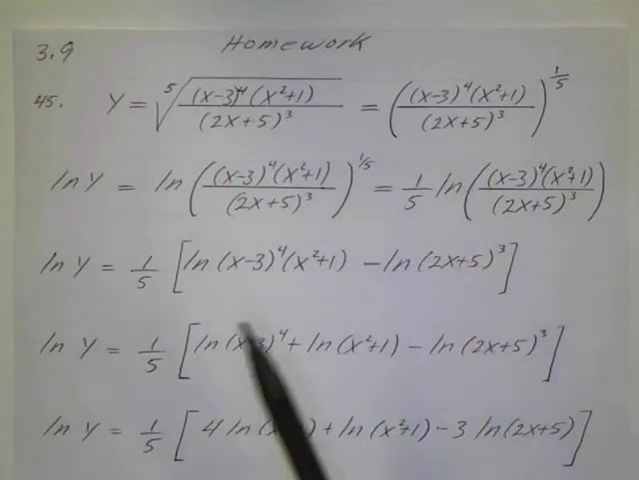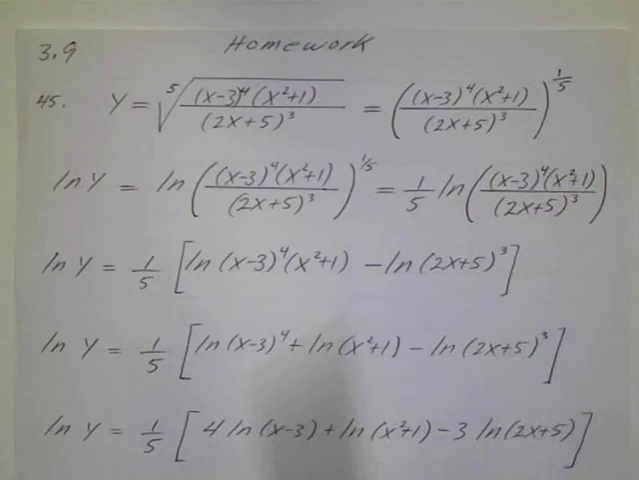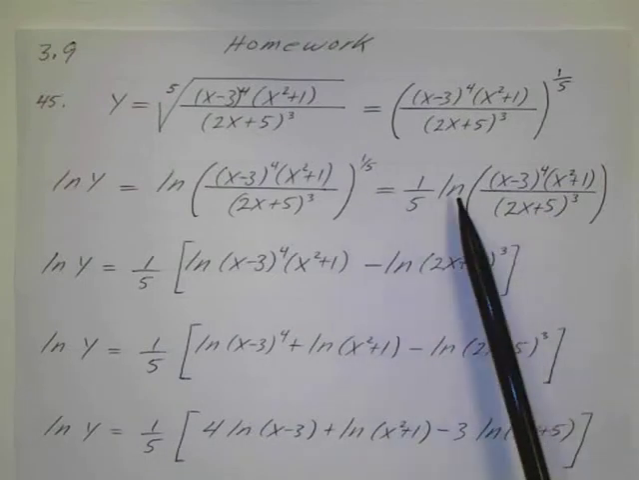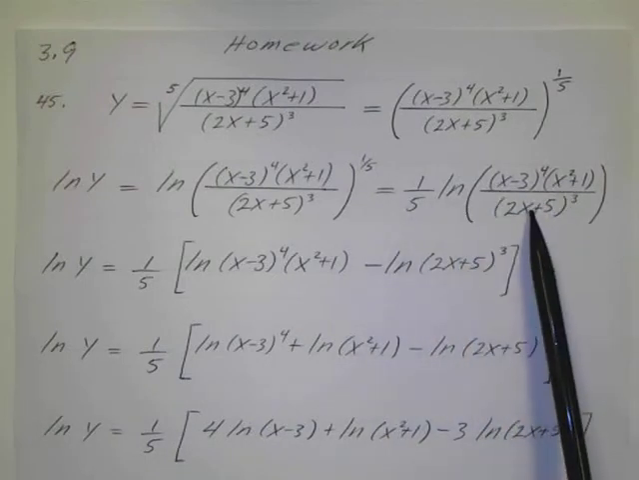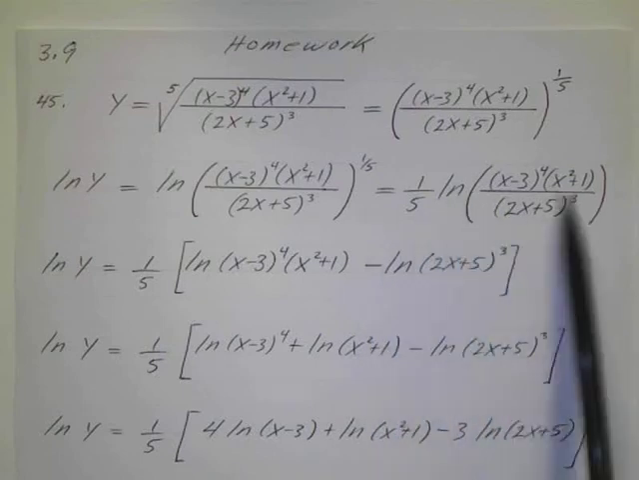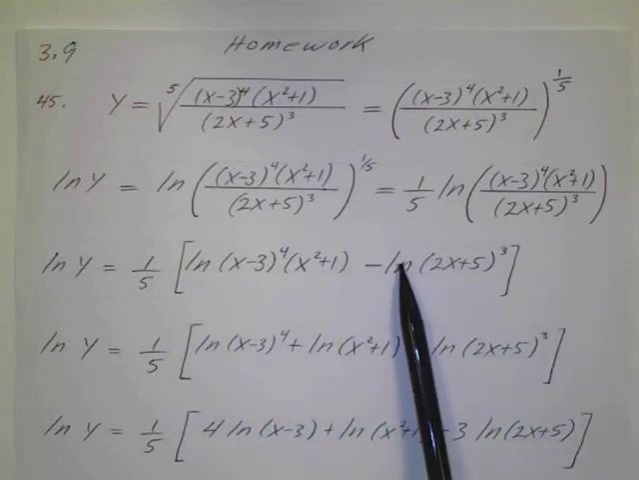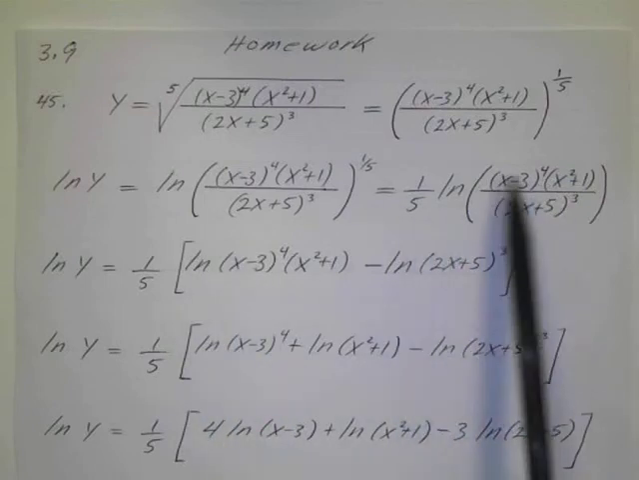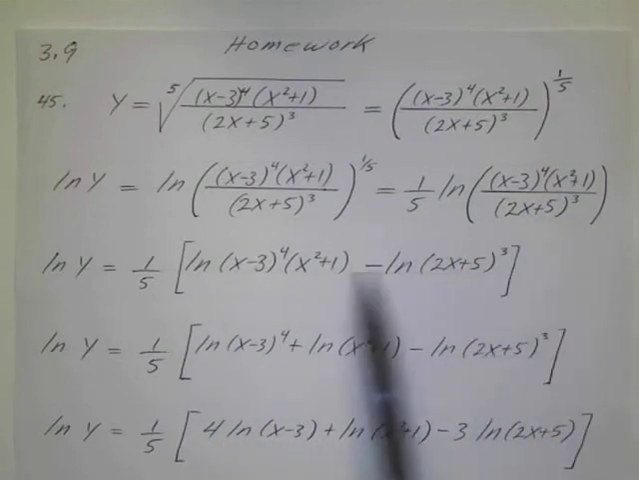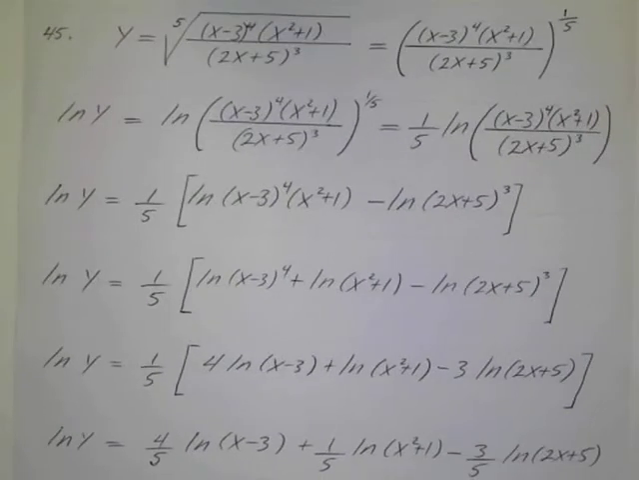And then we know that if we've got logarithms, if we've got an exponent, we can put that in front, so we just move that 1/5 in front. Now we know the log of a quotient is the difference of the logs. So I broke that up: the log of the top minus the log of the bottom. One of our major three properties of logarithms.